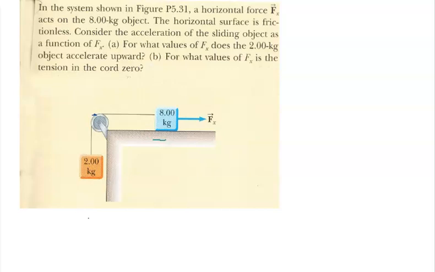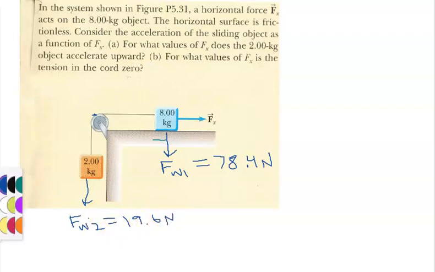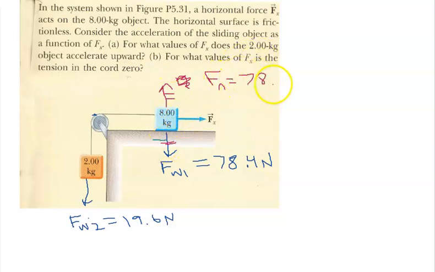All right, so this is the answer to question A. So draw all of the forces. Everything has a weight. So 8 times 9.8 is 78.4 newtons. The 2 kilogram has weight of 19.6 newtons. The 8 kilogram is touching a surface, so it has a force of a normal. This is a boring problem, so you don't have to show work for that.